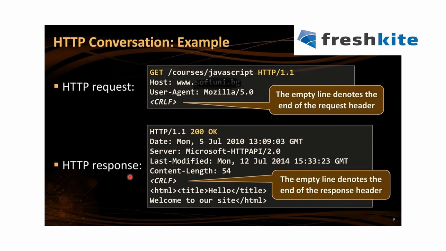Next, the HTTP response conversation will have first the version of the HTTP and 200 OK, which indicates success of the server, and the date and time given, and the server is Microsoft HTTP API slash 2.0, and the last modified, which is Monday 12 July 2014, and content length, how many words there are, and we are receiving the data in HTML format. This is the HTTP conversation example.